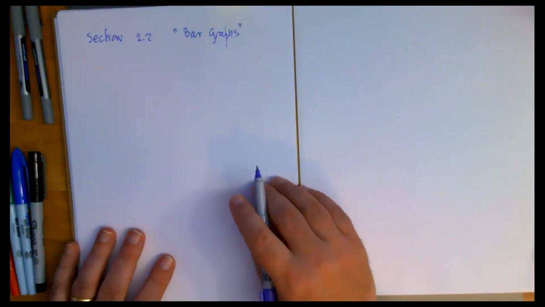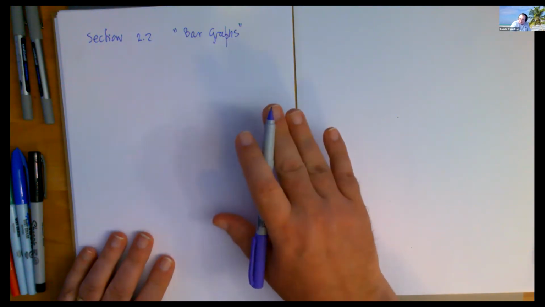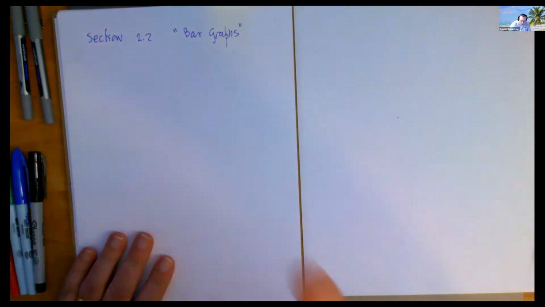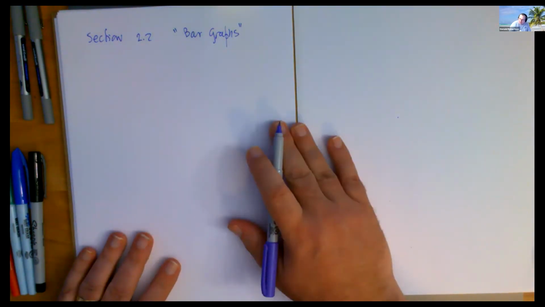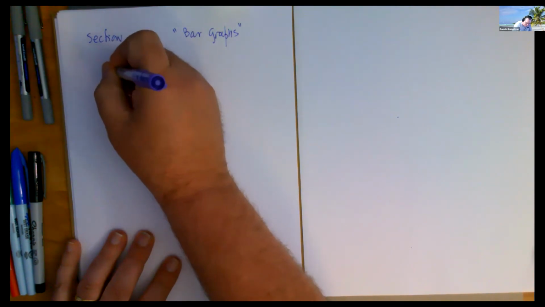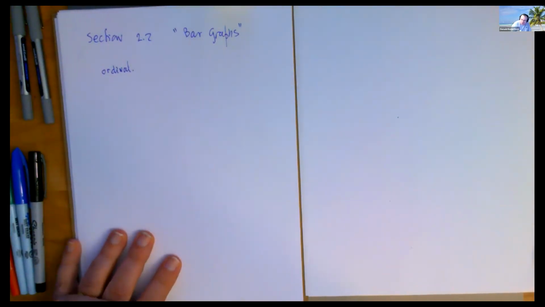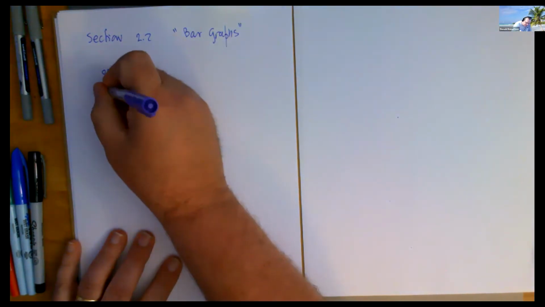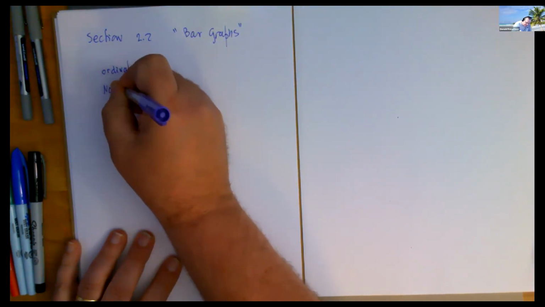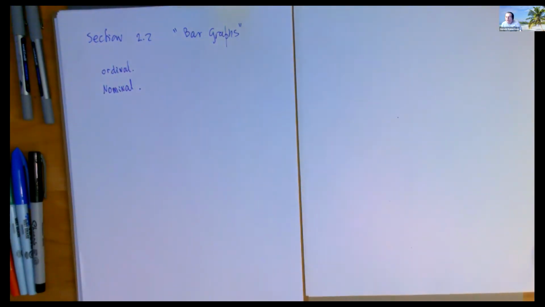Nicer. And you have probably seen bar graphs when you were 10 years old. And I'm not going to do anything particularly different. So hopefully the first part is going to be what you see is what you get, right? So we're going to look at two kinds: bar graphs that use ordinal data and bar graphs that use nominal data.